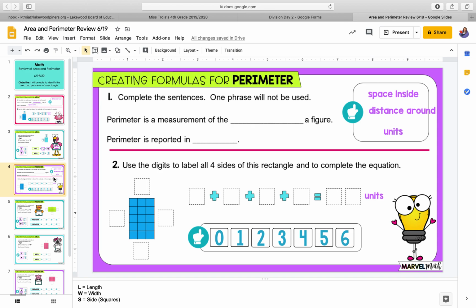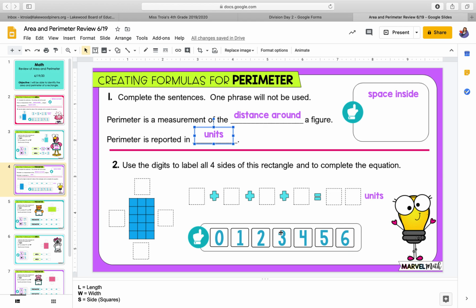Now let's move on to perimeter. Complete the sentences. One phrase will not be used. Perimeter is the measurement of the blank a figure. So I know the perimeter is the distance around a figure, and perimeter is reported in just units, no square units. Use the digits to label all 4 sides of this rectangle and to complete the equation.